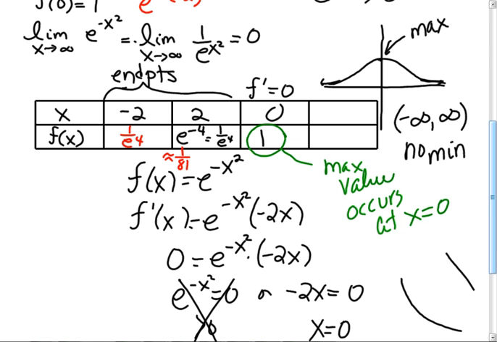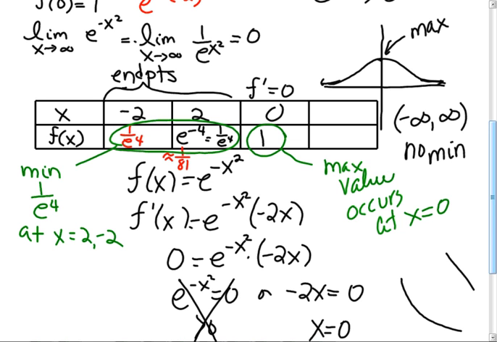Okay. What about this one? What's the minimum value? That's where. What's the value? Minimum is 1 over e to the 4th, at both places, x equals 2 and negative 2. I'm going to write value too. Okay?